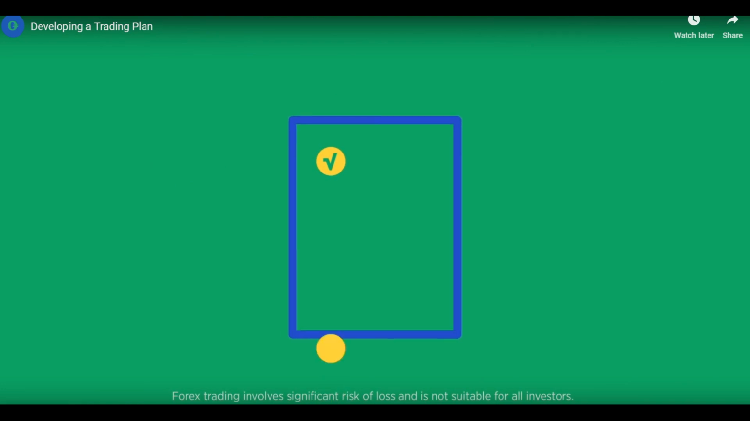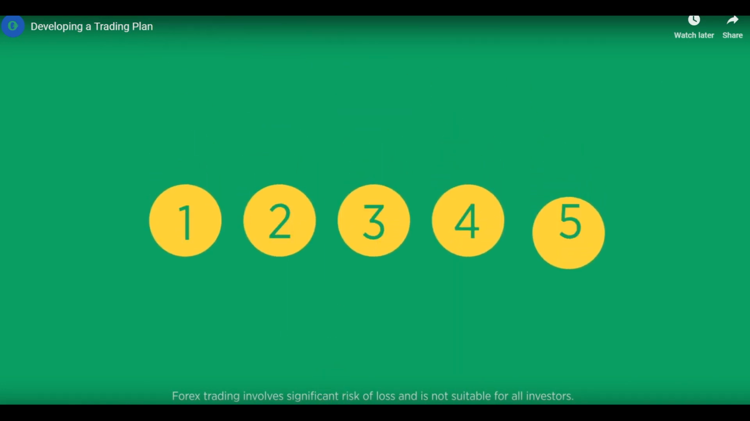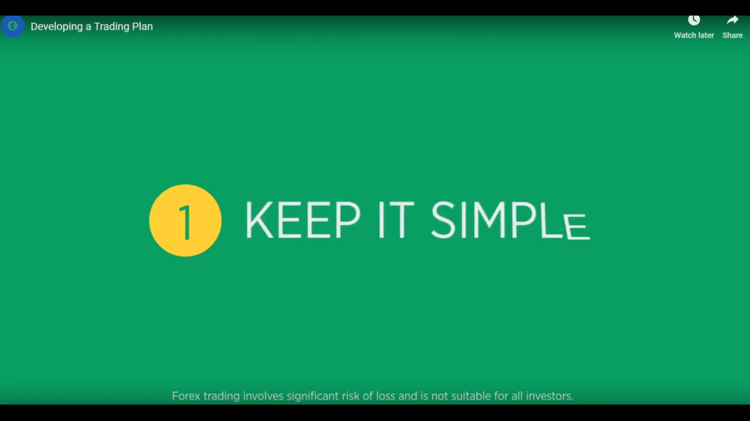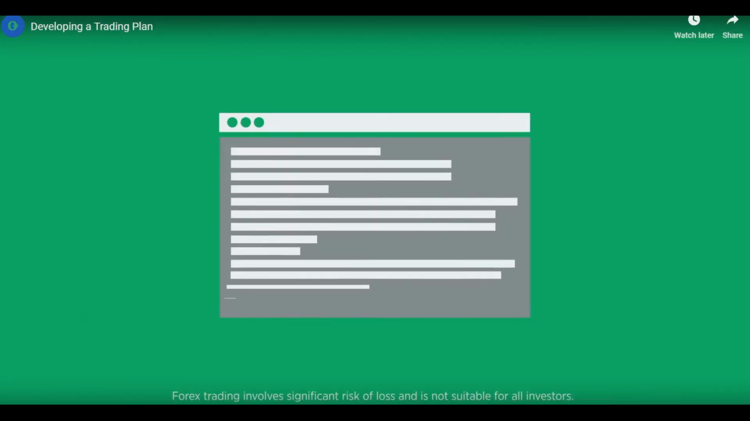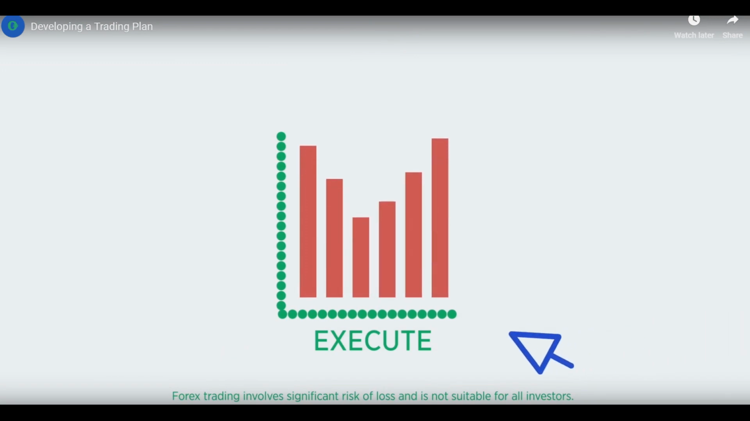Here are our 5 golden rules for building a successful trading plan. Golden rule number 1 is to keep it simple. You don't need to be a quant, creating complicated algorithms or game theory scenarios for every single trade you place. Simply find a strategy that is straightforward and easy to execute for your particular risk tolerance and trading objectives.